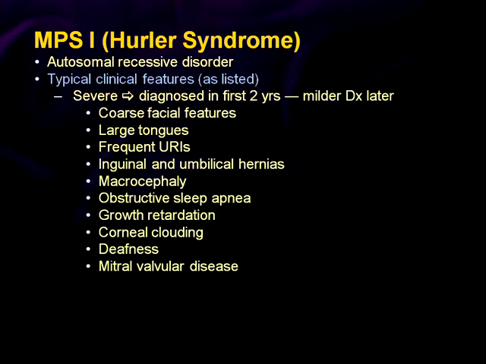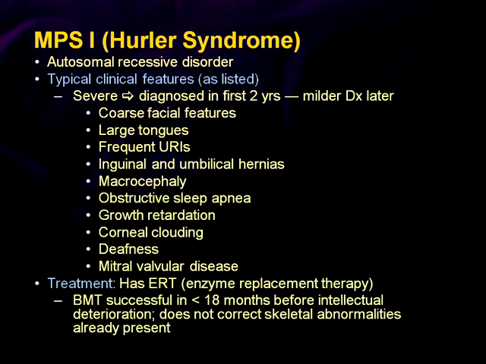The classic for this is MPS type 1, which is Hurler syndrome. It's autosomal recessive. Typical features: severe, diagnosed in the first 2 years of life. Milder forms can be diagnosed later. Coarse, large tongue, frequent URIs, hernias, inguinal and umbilical, big head, obstructive sleep apnea, poor growth, corneal clouding, deafness, and mitral valve disease, because that's also getting stored on your mitral valve.